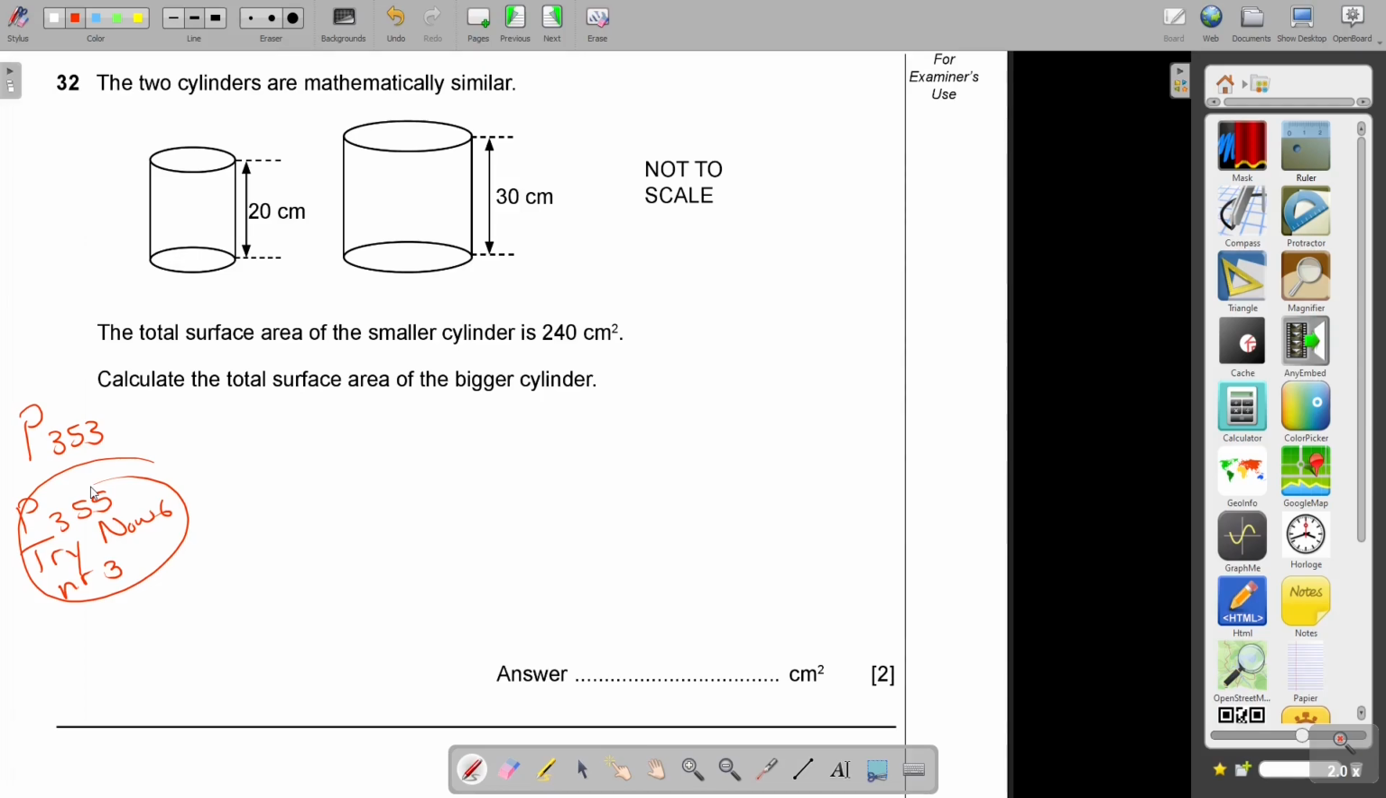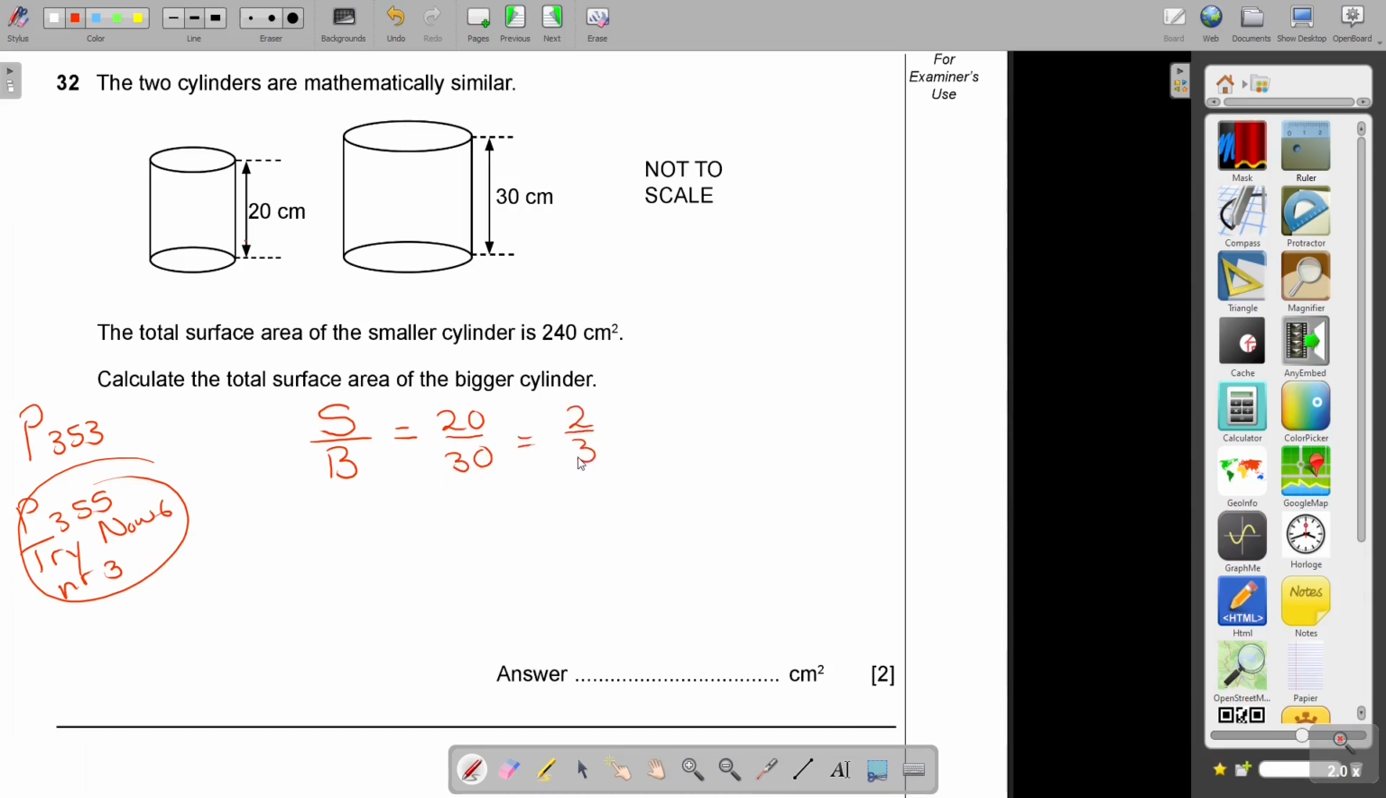Okay, so basically we start: the total surface area of the smaller cylinder is 240. Calculate the total surface area of the bigger cylinder. Now, first you must get the ratio. I can say small over big, it doesn't actually matter as long as you keep to it. Now, if you say small, that's 20. You must take the same, the similar sides, which is 20, and this one is 30. So the ratio will be 2 over 3.